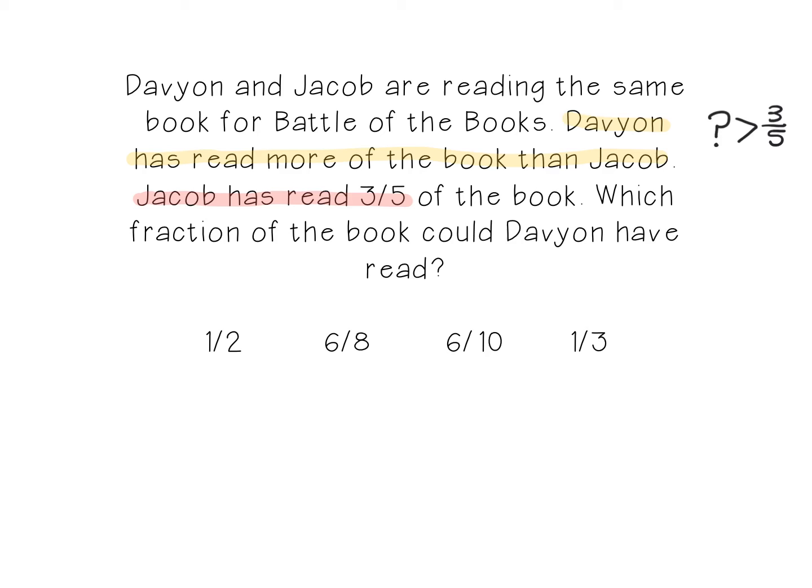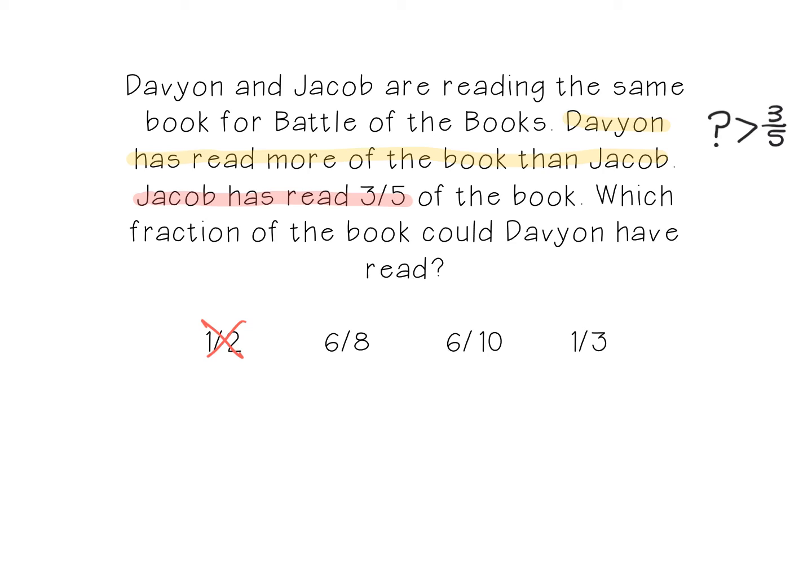The first one we can look at is 1/2. So let's compare 1/2 and 3/5 to find out if 1/2 is greater than 3/5. I'm going to use the butterfly. Five times 1 is 5. 2 times 3 is 6. Well, I know that 6 is greater than 5, so 5 can't be greater than 6. So 1/2 cannot be the solution.